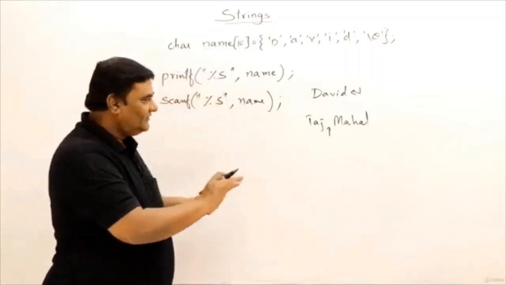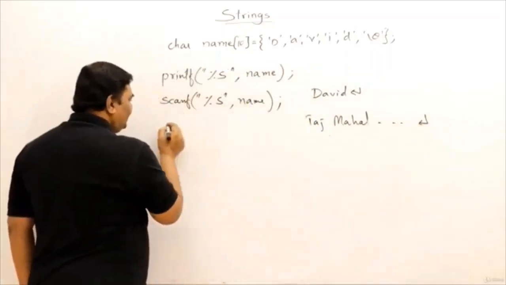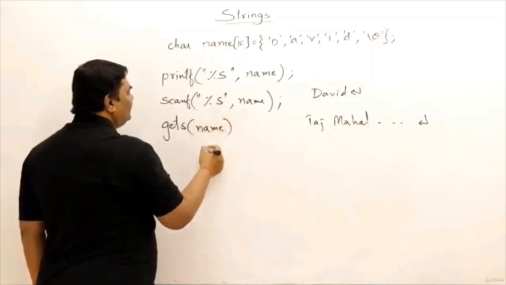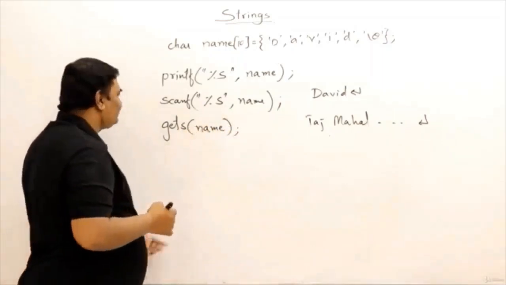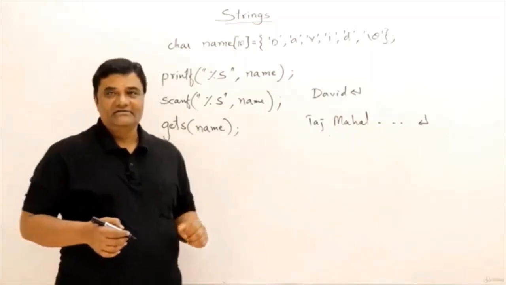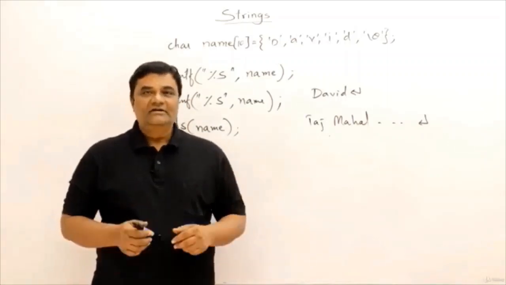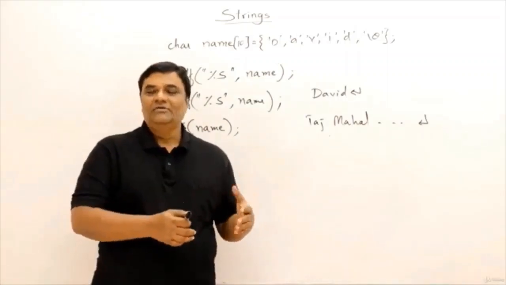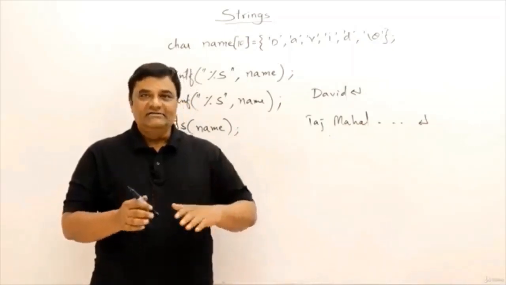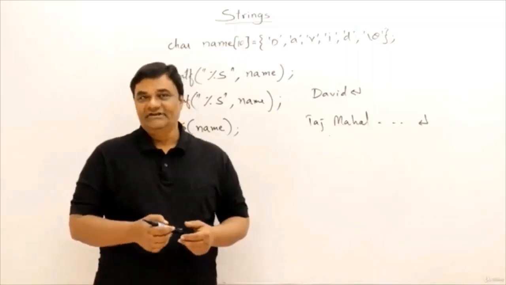So if you want to read all the words till you hit enter, then you can use a function called gets and give the array name. So get string, or gets, is a function for reading an entire string until you hit enter. So the problem of scanf can be overcome with gets. So that's all about the string. We have learned about ASCII codes, the representation of strings, and the null character. In the coming videos, we'll look at various operations upon strings.